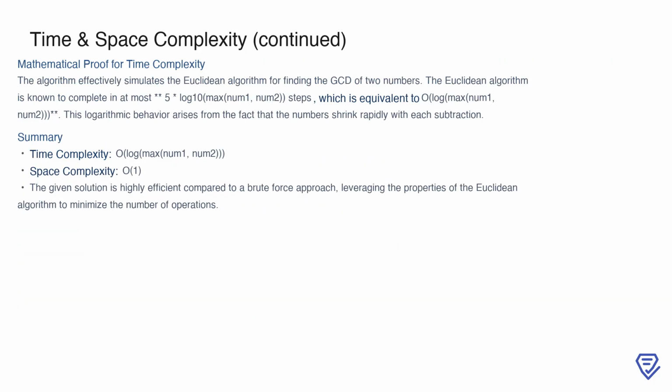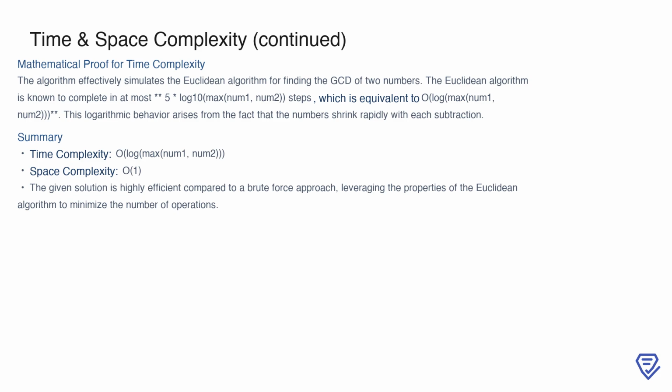To further solidify why this algorithm achieves logarithmic time complexity, we can draw parallels to the mathematical properties of the Euclidean algorithm. The Euclidean algorithm, which the current approach simulates, is mathematically proven to complete in at most 5 times the base 10 logarithm of the larger input value.